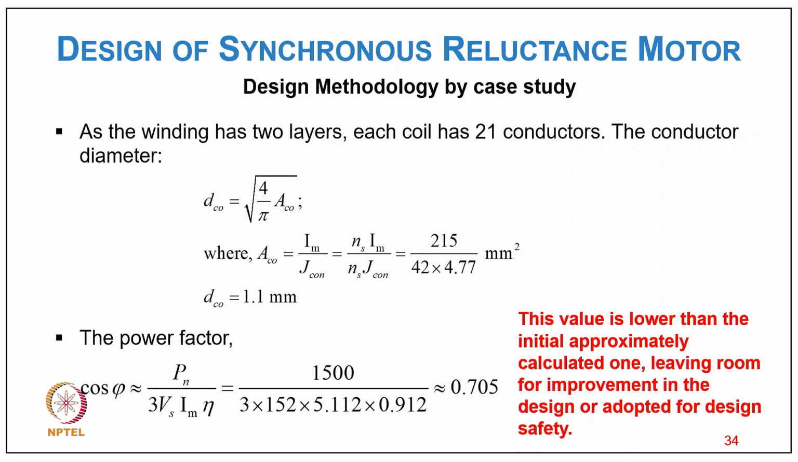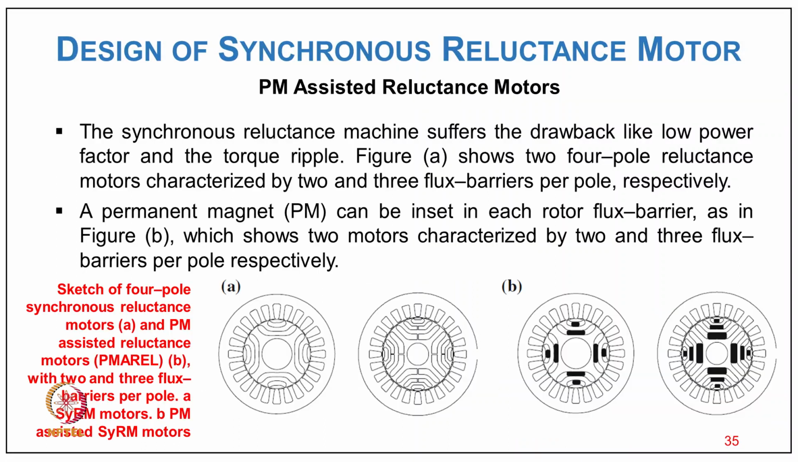So conductor diameter DCO equal to under root 4 upon pi ACO, where ACO is IM upon J con, or NS IM upon NS J con equal to, putting a value, 215 by 42 into 4.77. So DCO comes 1.1 millimeter. So power factor now, cos phi equal to P upon 3 PS IM into eta. So putting the value, it comes 0.705, and this value is lower than the initial approximately calculated one, leaving room for improvement in the design or adopted for the design safety.